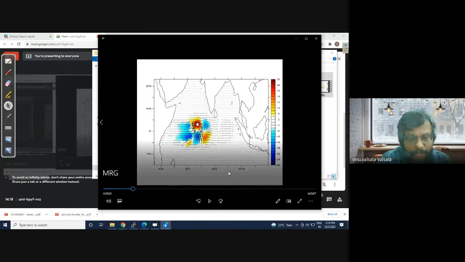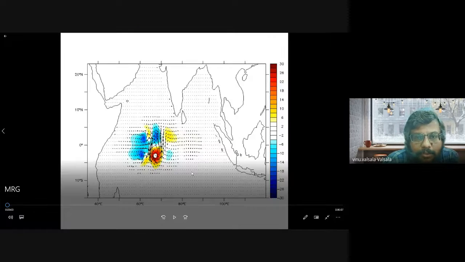It's going very fast. So see what happens here. This is a typical structure of a mixed Rossby gravity wave. What I did is I forced this area with wind stress blowing to the north, and then periodically changing to the south. That type of oscillatory forcing, I just kept at a position around 65 to 70 degrees east.